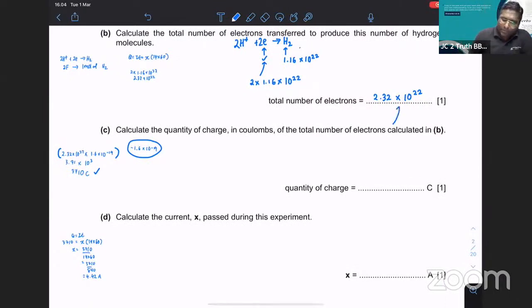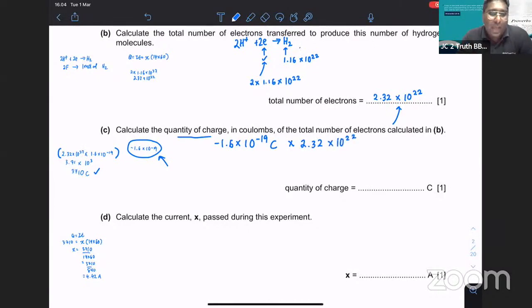Now, this is the number of electrons that you have calculated. If you look at your data booklet, you will know that every 1 electron has this particular charge, which is negative 1.6 times 10 to the power of negative 19. That is the charge of every 1 electron. So now you have 2.32 times 10 to the power of 22 electrons. They want the quantity of charge, not the negative value, so you can ignore the negative. You just need to multiply.